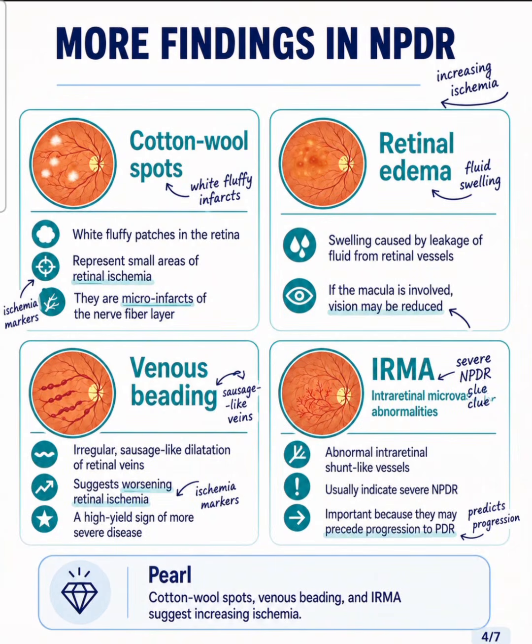Now the ischemic clues. Cotton wool spots are white fluffy retinal patches caused by small areas of ischemia. They are microinfarcts of the nerve fiber layer. Retinal edema means fluid leakage into the retina, and if the macula is involved, vision may fall. Venous beading means irregular, sausage-like dilatation of retinal veins and suggests worsening ischemia. IRMA means intraretinal microvascular abnormalities. These are abnormal shunt-like vessels within the retina and suggest severe non-proliferative disease.